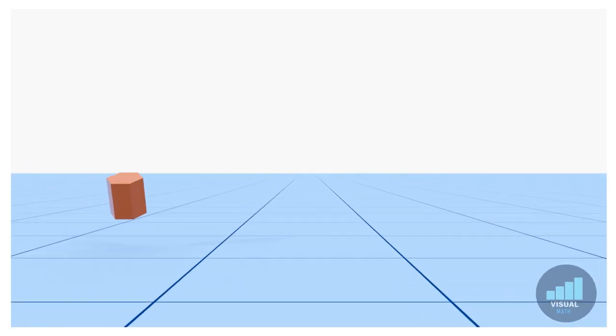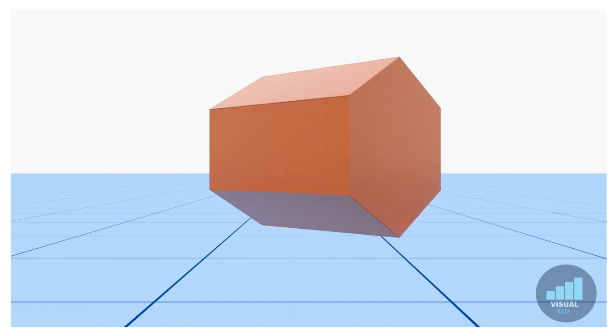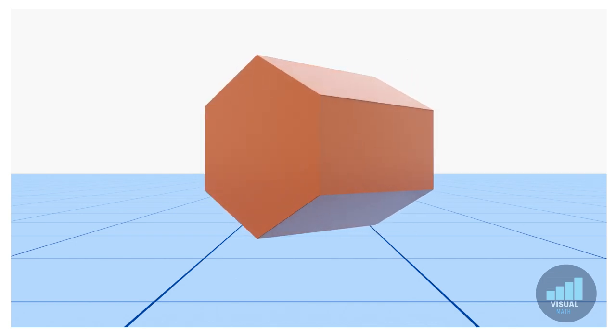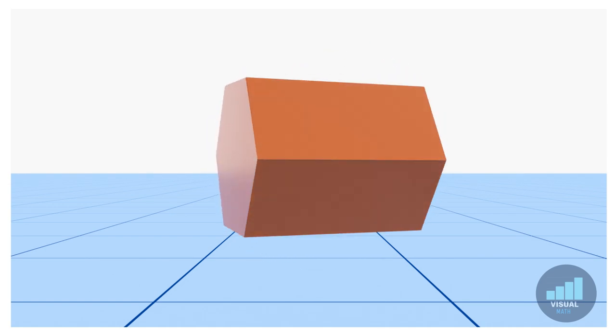Today we're going to learn how to find the surface area of this cool-looking shape, a hexagonal prism. A hexagonal prism is a solid shape with two hexagon-shaped bases, one on the top and one on the bottom, and six rectangles connecting them.